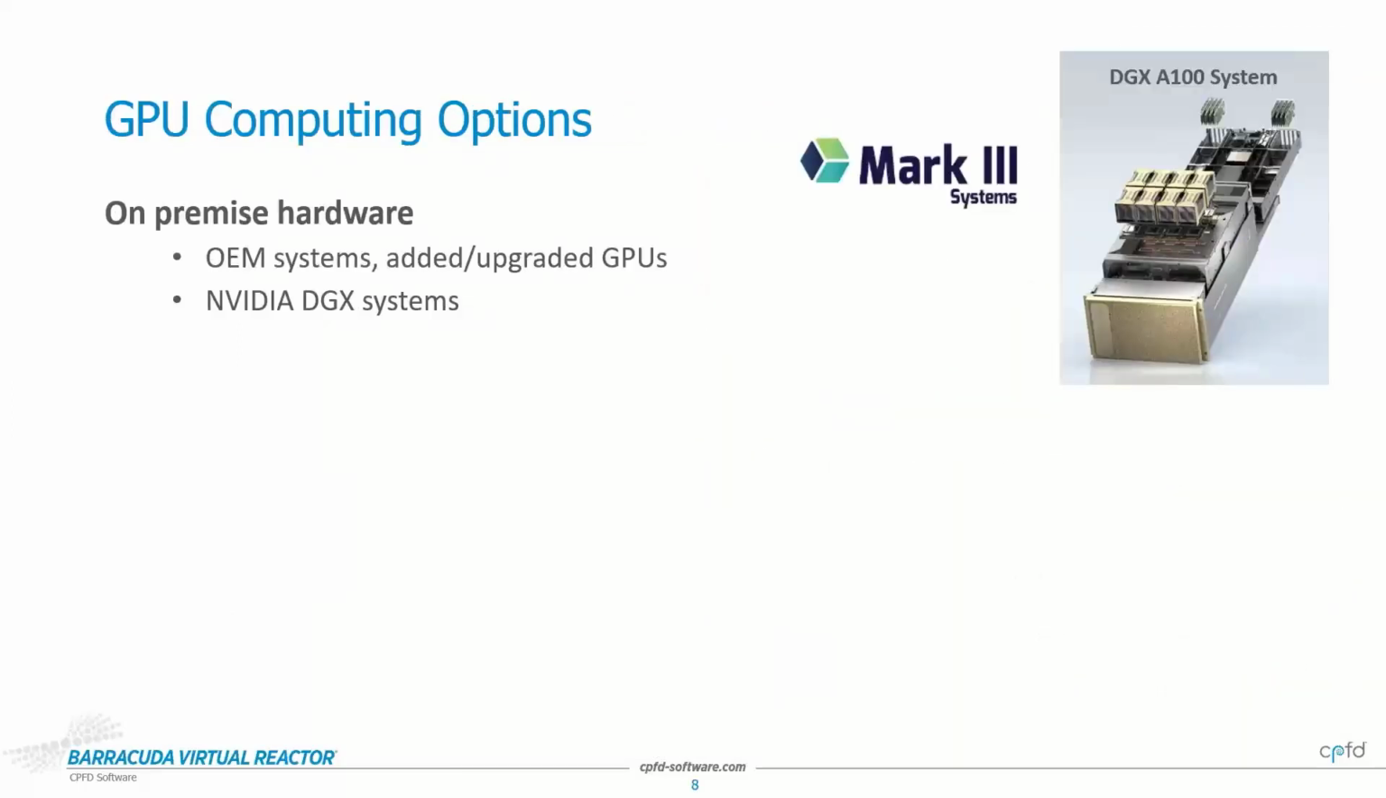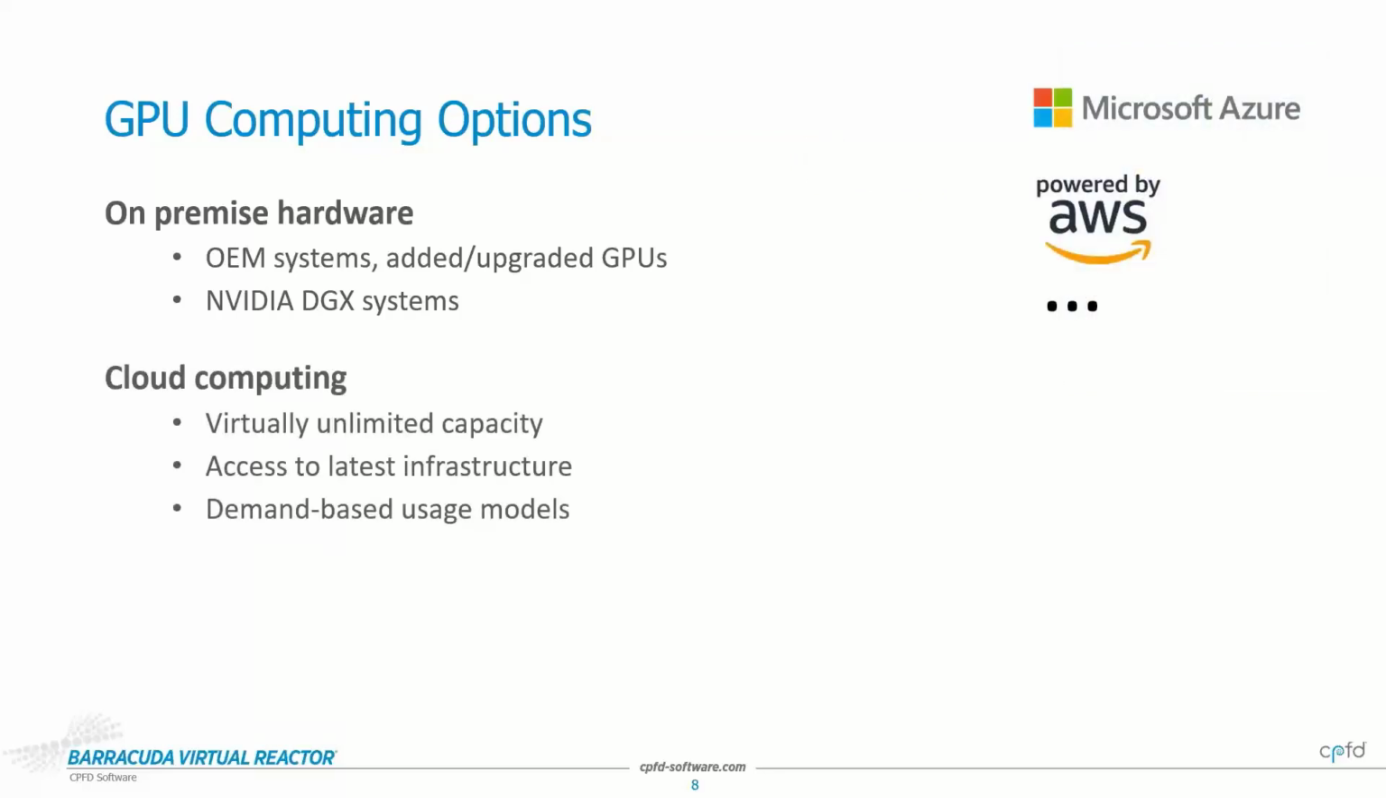So if a Barracuda Virtual Reactor user wants to run on GPUs, how do they do it? OEM systems are available. A lot of our clients upgrade GPUs from time to time. NVIDIA has their DGX systems. We partnered with Mark III Systems, a company out of Houston that serves around the world. They are a provider of some of the NVIDIA technologies. They work with OEMs as well. So on-premise is not dead. It is alive and well, but it's limited in some regards.